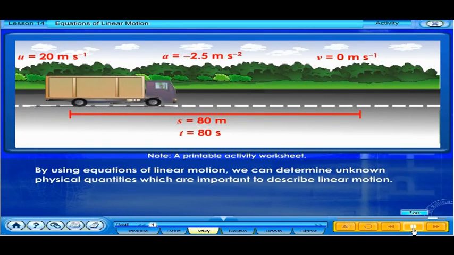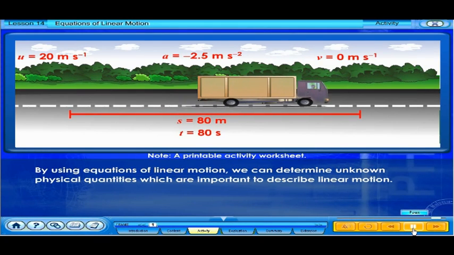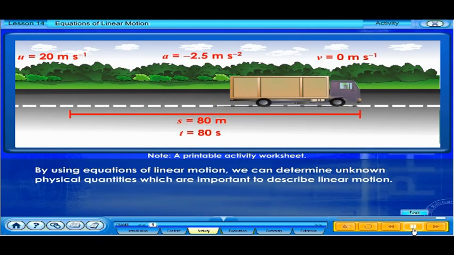By using equations of linear motion, we can determine unknown physical quantities which are important to describe linear motion.